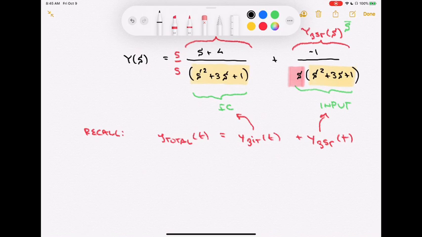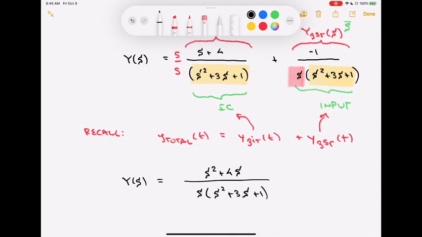So if I go ahead and do that, I'm going to get y of s being equal to a single denominator, s times s squared plus 3s plus 1. And then what do I have in the numerator? I'm going to have an s squared plus 4s, and then on the other side, I'm going to have a minus 1. So I should have s squared plus 4s, something like that, and then a minus 1.